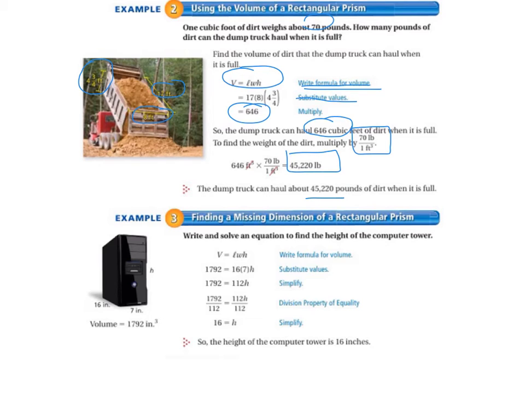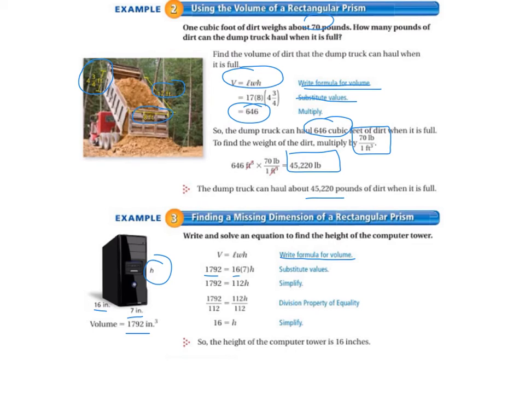Example 3, finding a missing dimension of a rectangular prism. Write and solve an equation to find the height of the computer tower. Write the formula for the volume and substitute values. So we know that our volume is 1,792 cubic inches. So we put that where the V goes, and we know that our length is 16 inches, our width is 7 inches, but we don't know the height.